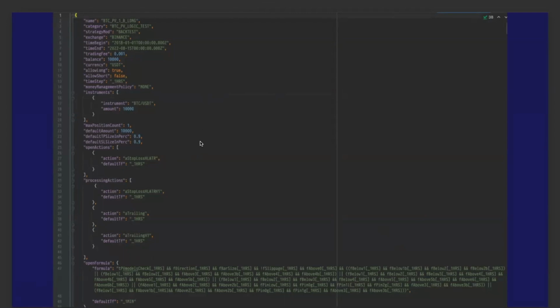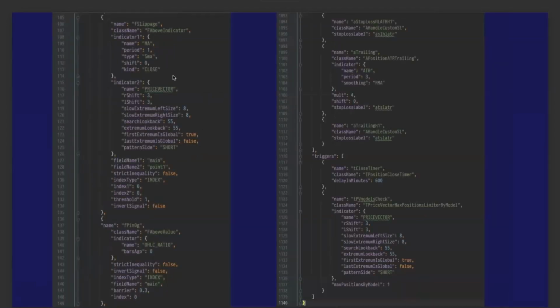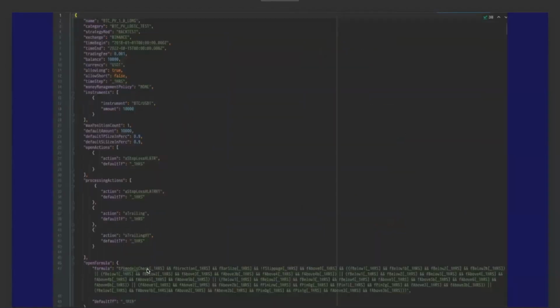And then you have a section where you can define different indicators, different filters, and then give them some names. And then these names you can use in the open or close formula to combine them into more difficult logic.